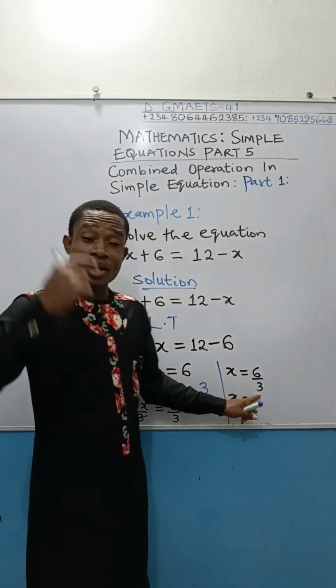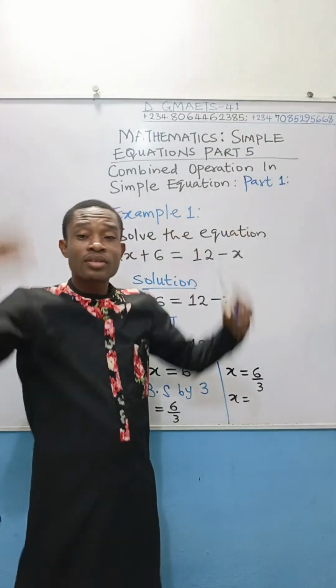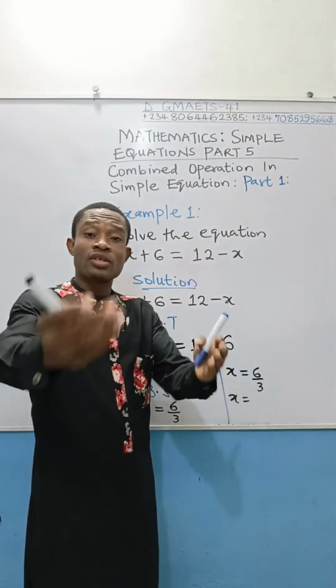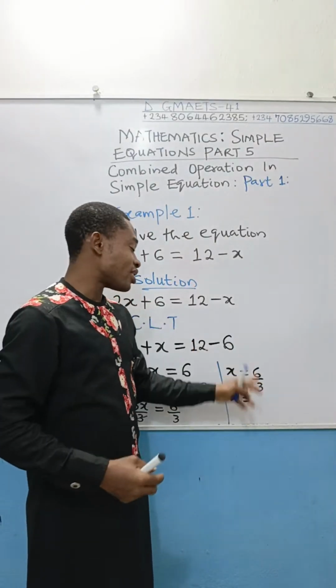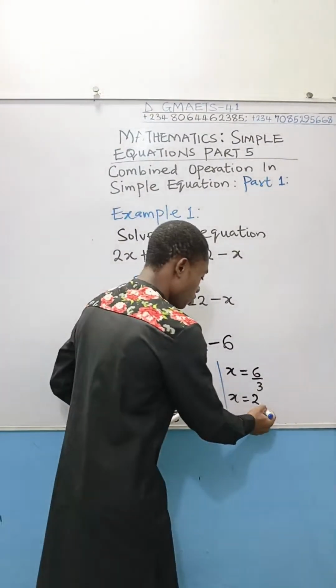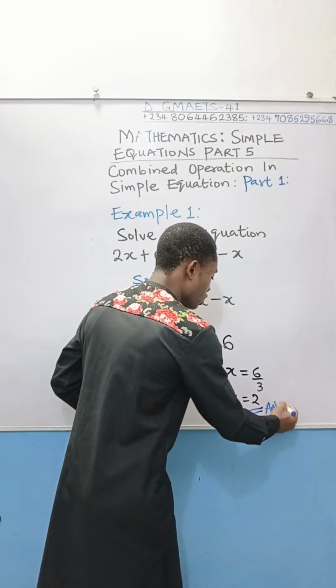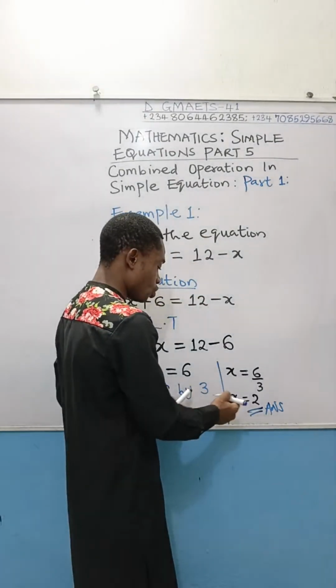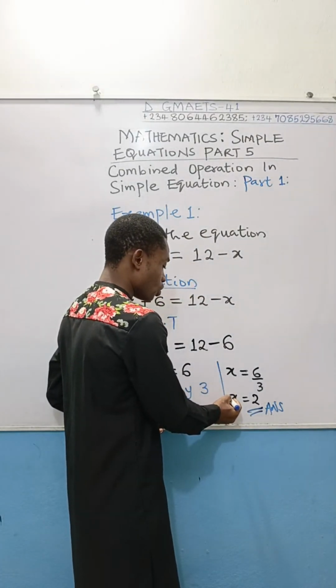So you have to go to 3 times table and then work on it. 3 can multiply 2 to give you 6. Which means if you divide 6 by 3, you are going to get 2. So this is equal to 2. Therefore, we conclude that x is equal to 2.